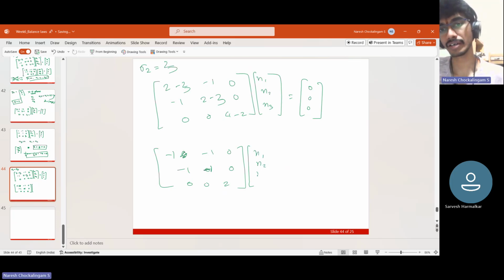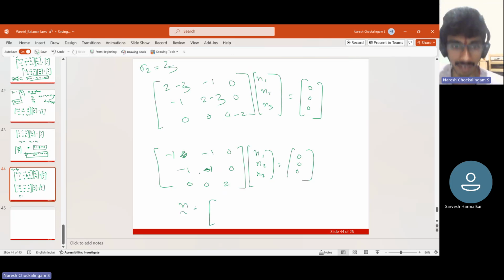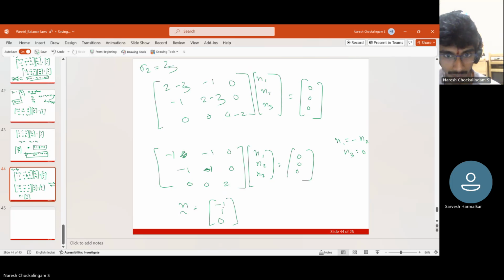n1, n2, n3 equal to 0, 0, 0. So the other principal direction is n1 equal to minus n2, n3 equal to 0. So I get 0, minus 1, 1, or 1 by root 2 if you want to normalize it. So the other principal plane is what? It is x minus y is equal to 0.